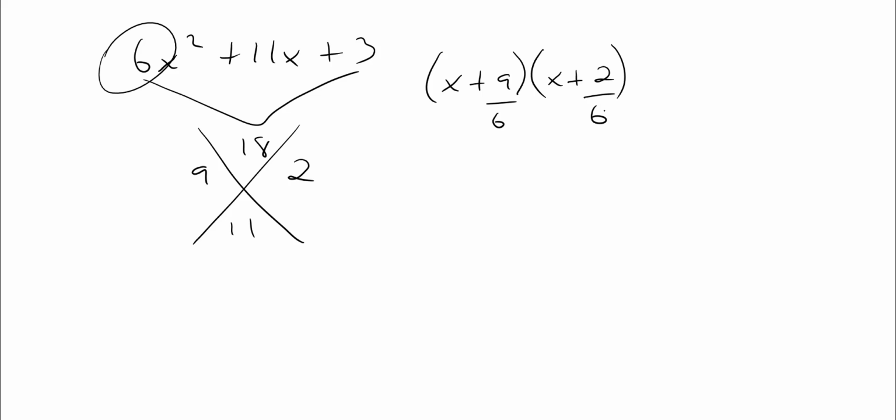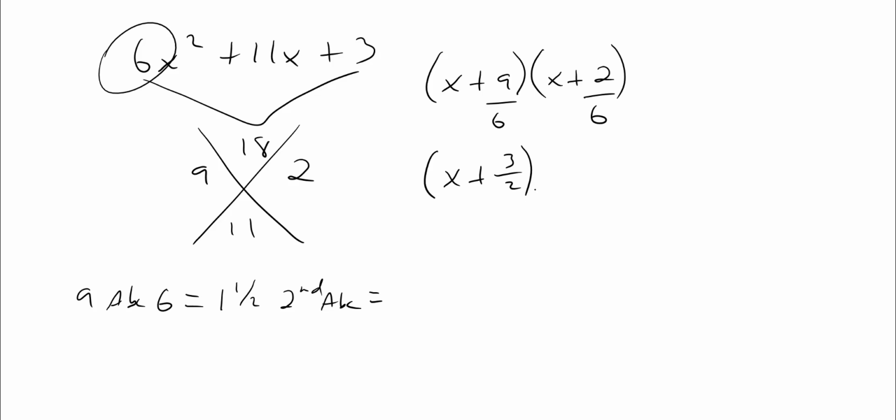Now this is where your calculator is going to come in handy, because 9 over 6 and 2 over 6 actually reduce. So again, you're going to type in 9 ABC 6 equals. It will give you 1.5, but we don't want that, so you're going to do second ABC and then equals. And that turns it into an improper fraction. So if you do that, you get x plus 3/2. Okay, and then 2 over 6, same thing. If you do that in your calculator, you get plus 1/3.